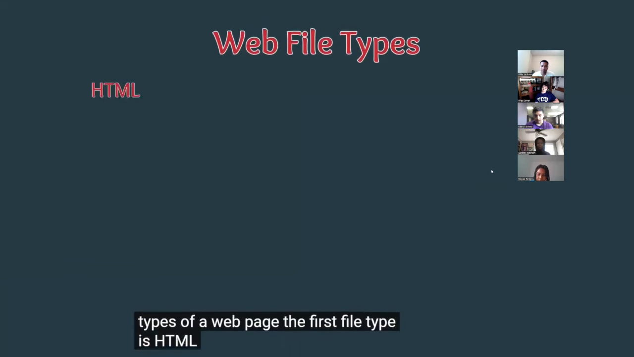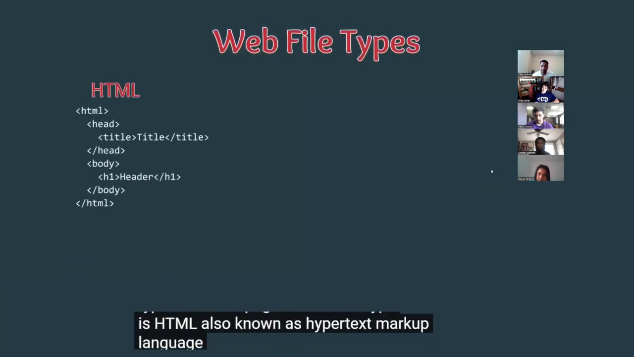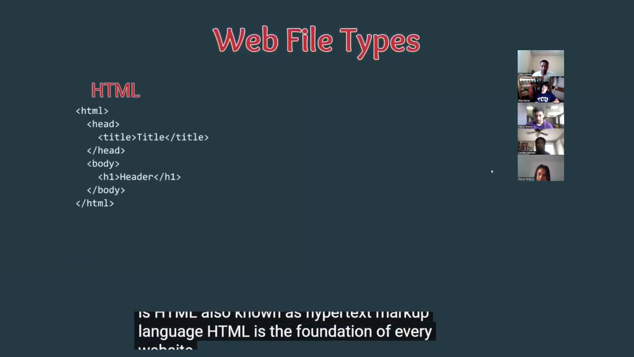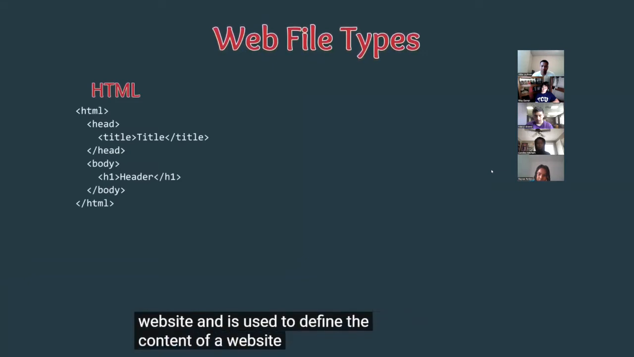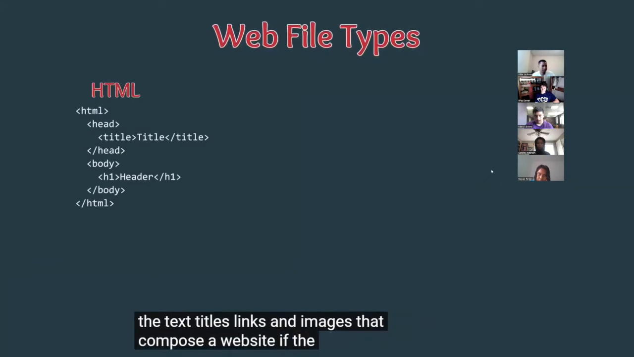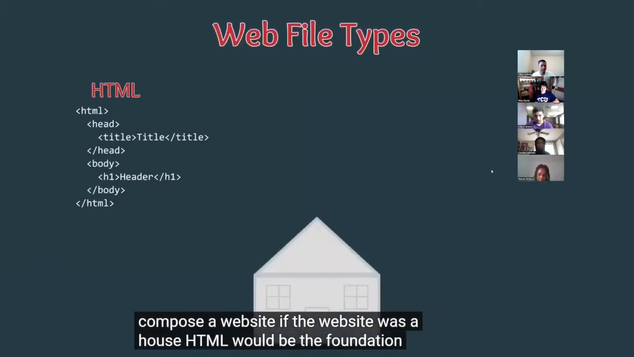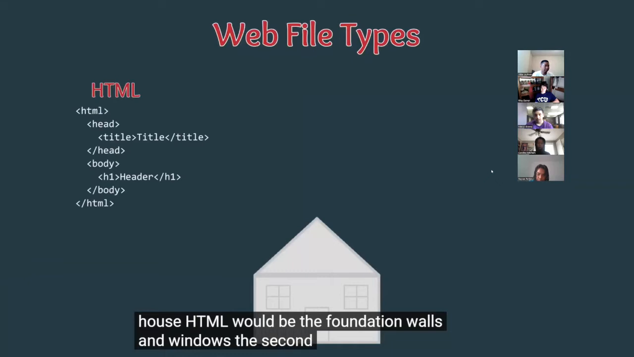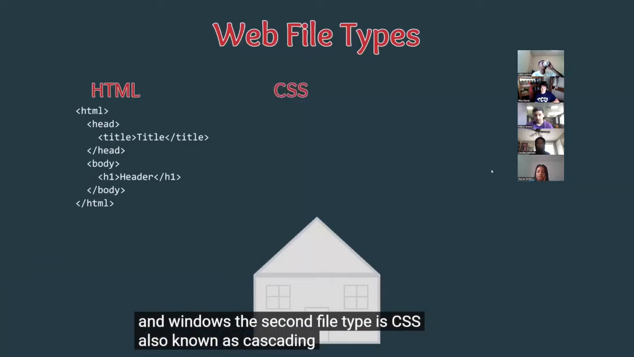The first file type is HTML, also known as Hypertext Markup Language. HTML is the foundation of every website and is used to define the content of a website. HTML will include the text, titles, links, and images that compose a website. If the website was a house, HTML would be the foundation, walls, and windows. The second file type is CSS, also known as Cascading Style Sheets.